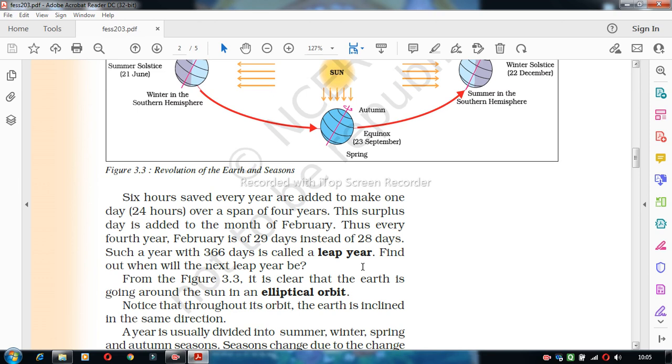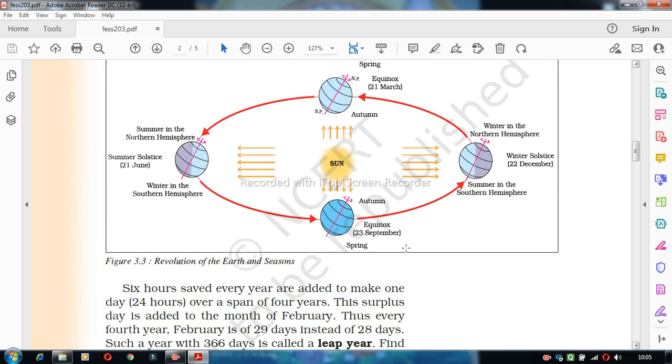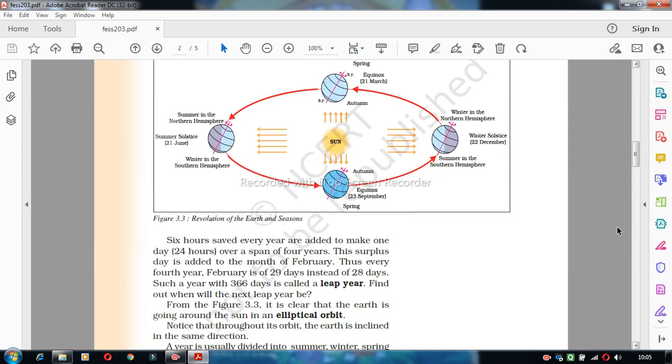From the figure 3.3, as we had seen, this is season 1.